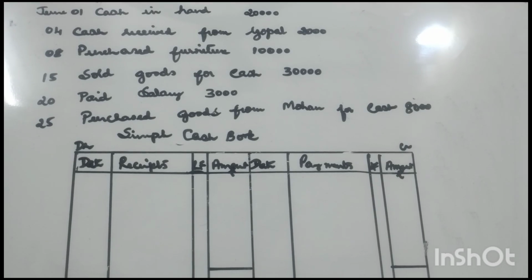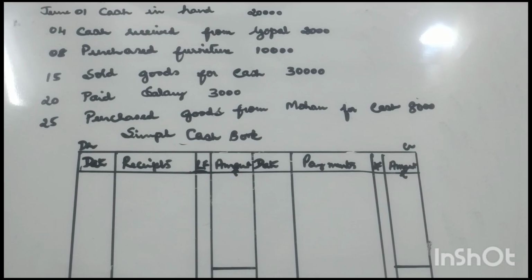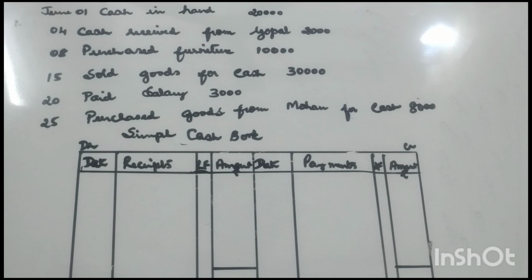So the firm has received cash from Gopal, who may be the customer, from whom the firm has received cash. So it has to be debited. It must be recorded under receipt side as 2000.